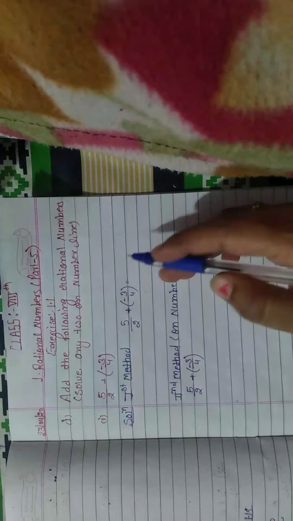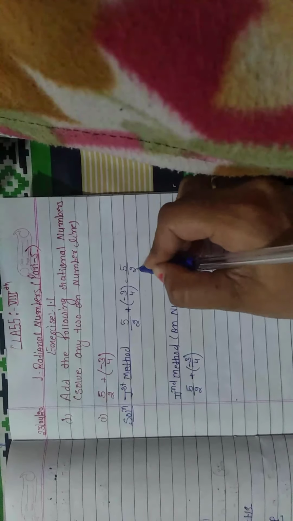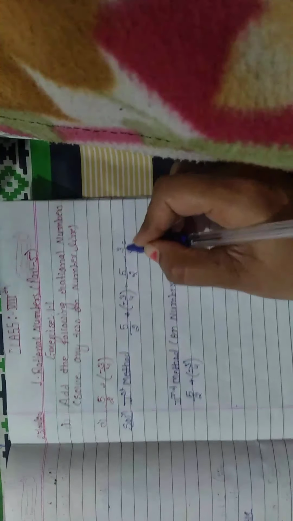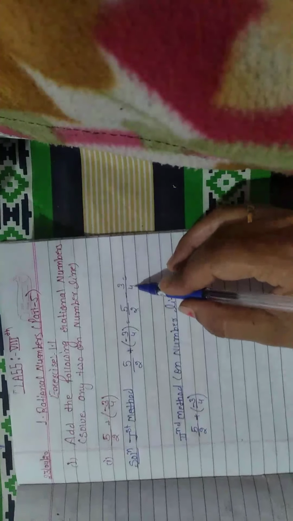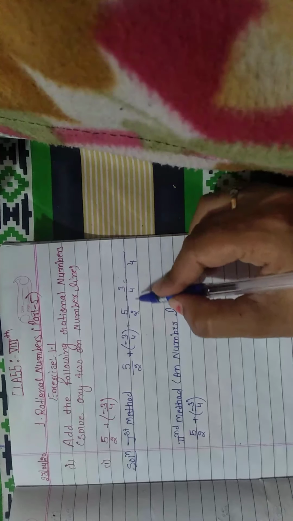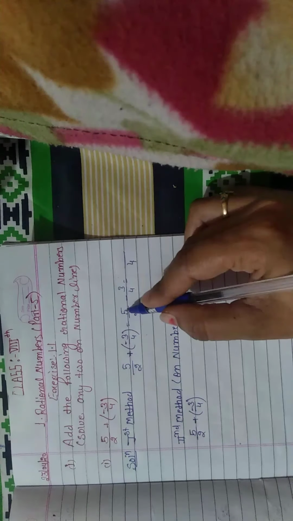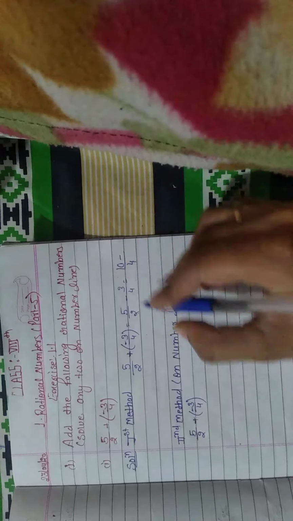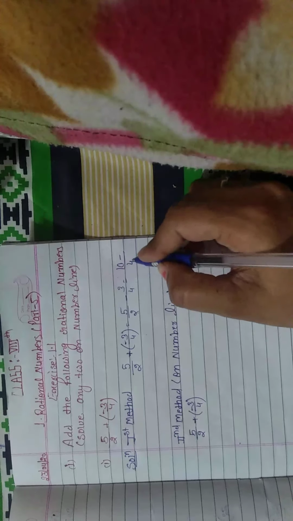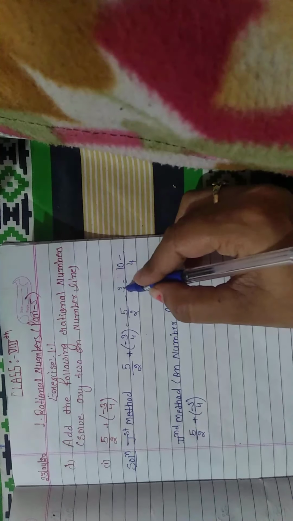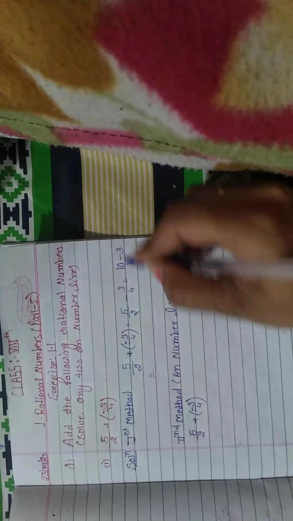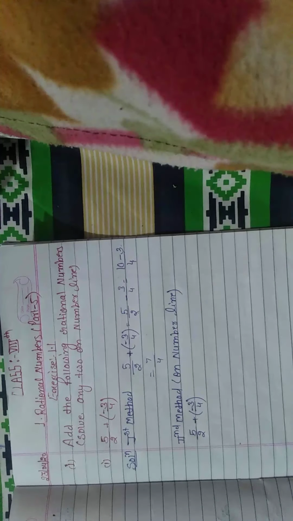First we solve this small bracket. So we will get here 5 by 2, and plus and minus will be multiplied, we will get minus 3 by 4. You can see, what is the LCM of 2 and 4? LCM of 2 and 4 is 4. So 4 divided by 2 we get 2, and 2 multiplied by 5 we get 10. Here we have a negative sign, so we will write a negative sign. 4 divided by 4 we get 1, and 1 multiplied by 3 we get 3. Okay, 10 minus 3, 7 upon 4.